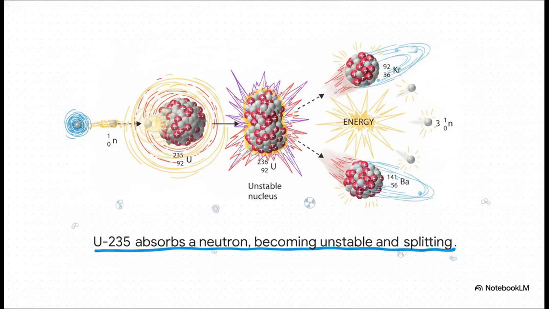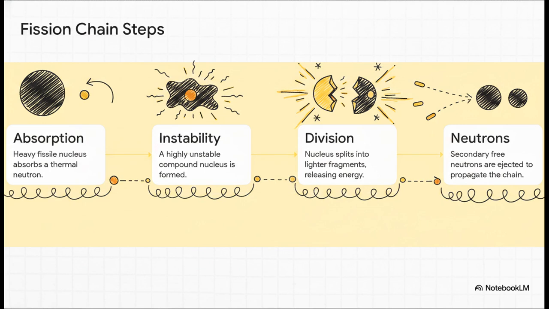As they snap apart, they release a massive 200 MeV of kinetic energy and, crucially, spit out 2 to 3 extra free neutrons. So how does this one event build into a massive, continuous power source? The fission chain reaction sequence happens in 4 distinct steps. First up, neutron absorption by a heavy fissile nucleus. Second, the immediate chaotic instability of that newly formed compound nucleus. Third, the physical division into 2 lighter fragments releasing immense energy. And finally, step 4, the release of those secondary free neutrons.